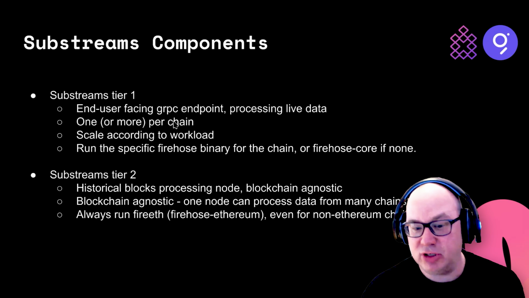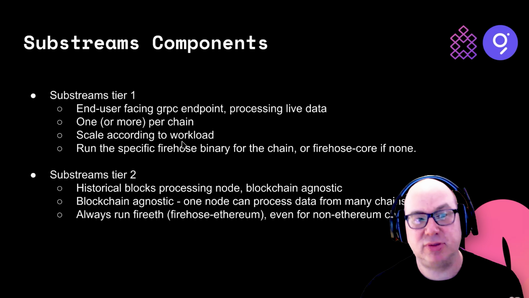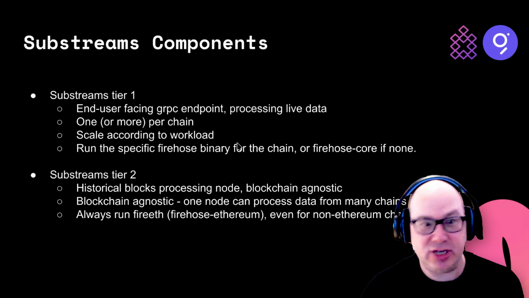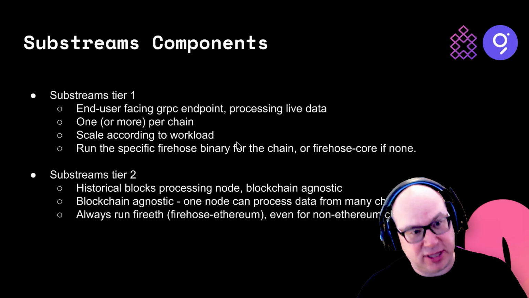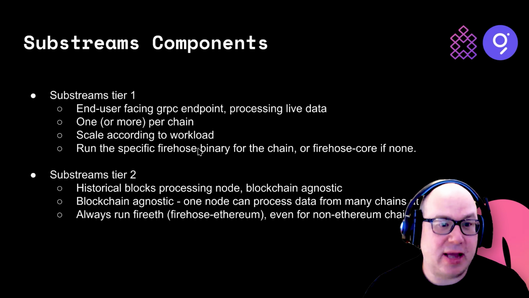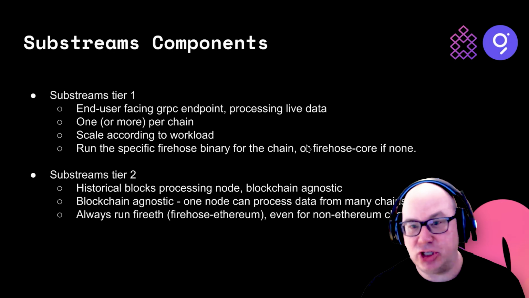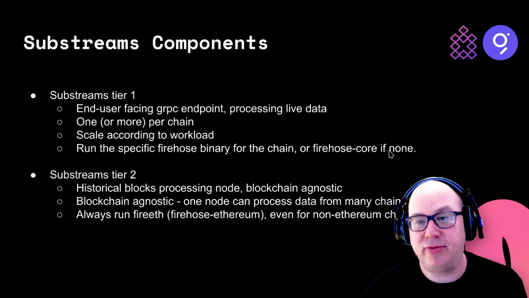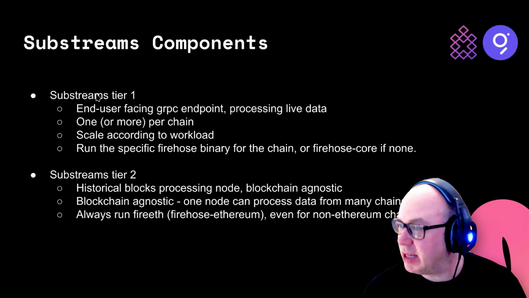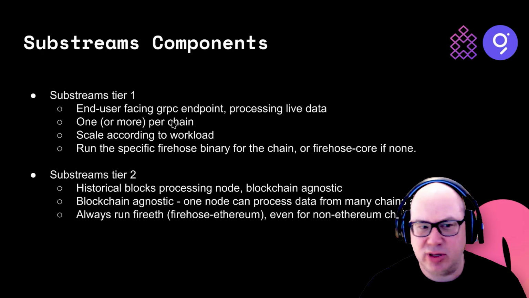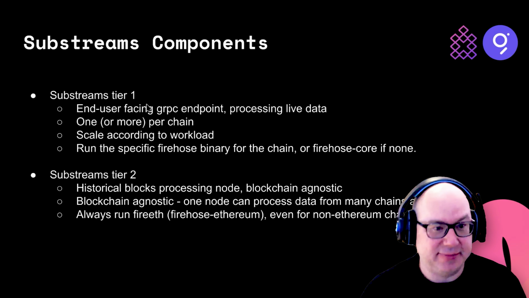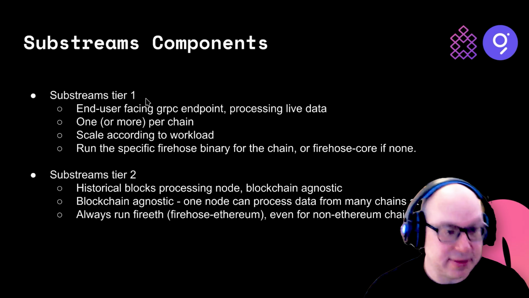And then if you have different chains that you want to support, you need a substreams tier 1 endpoint for each chain. Just like you need a Firehose for each chain. So you need a substreams for Ethereum, you need one for BSC, you need one for Polygon, etc. All right, and then you run the specific Firehose binary for the chain, or Firehose core if it's for Solana, for example. So hopefully that's clear. It's just the normal setup that you would normally do with the rest of the Firehose stack. Substreams tier 1 looks pretty much like that. And I have the config files later so we can look at them.